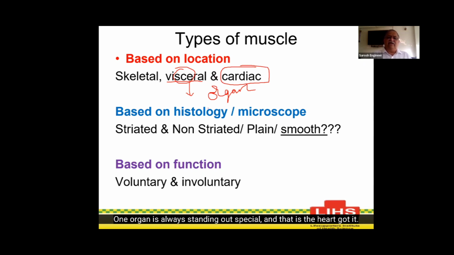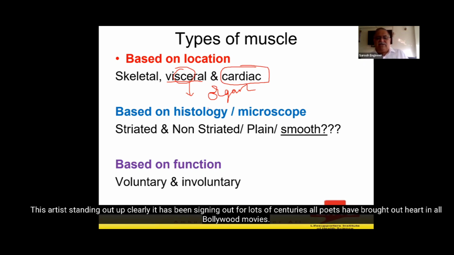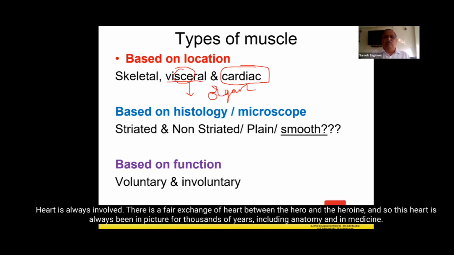Correct? It is not only in medicine or in our body, this heart is standing out clearly. It has been standing out for lots of centuries. All poets have brought out the heart. In all Bollywood movies, the heart is always involved. There is a fair exchange of heart between the hero and the heroine. And so this heart has always been in the picture for thousands of years, including anatomy and medicine.